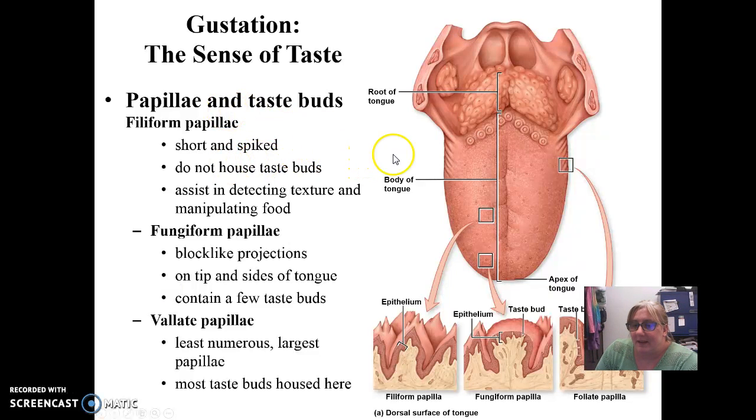The different types of papillae, we have lots of papillae along here. You can see papillae here. You can see some different papillae over here. Larger papillae structures, and then small papillae throughout. Filiform papillae are the short papillae that are found throughout the tongue. And what these papillae do is they detect texture and they help us in manipulating food.